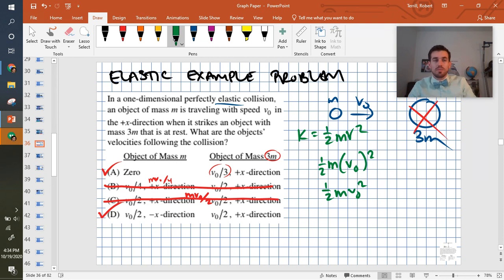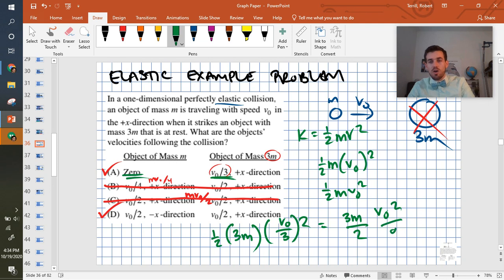So let's check A. Obviously here, we're going to have 0 kinetic energy for mass A. For mass B, it's going to be 1/2 times the mass of 3m times the velocity v naught over 3, squared. When I evaluate that, that ends up being 3m over 2 times v naught squared over 9. I can simplify that a little bit, and it turns into m v naught squared over 6.